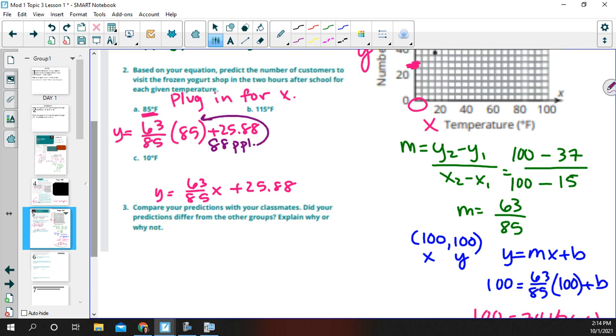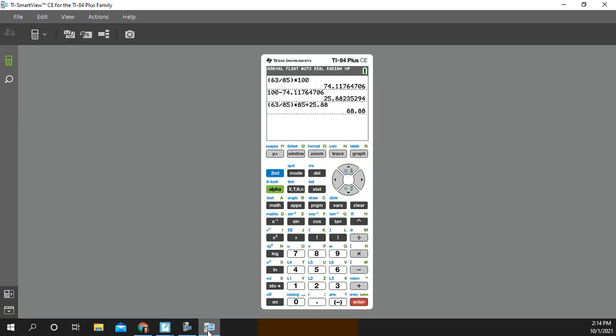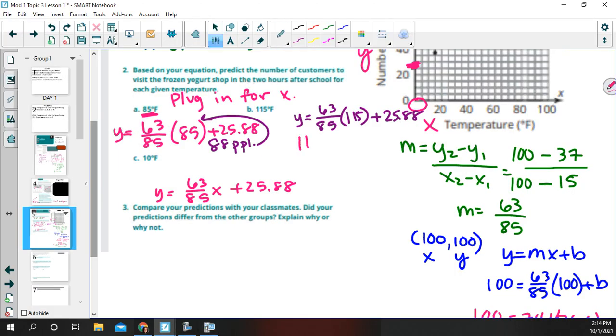I'm going to do the same thing with 115. So y is equal to 63 over 85 times 115 plus my 25.88. Let's figure out how many people at 115 degrees. That's pretty hot. You guys can go up and steal this equation if you're a TI-84. You just press up, you press enter, and then all I really have to do is change that number in there. Otherwise, we are retyping it all back in. This time I'm typing it by 115, and then I'm adding my 25.88. So I have about 111 people.